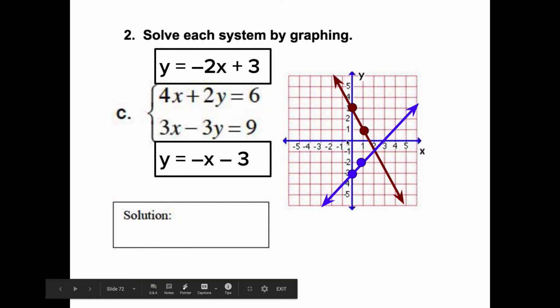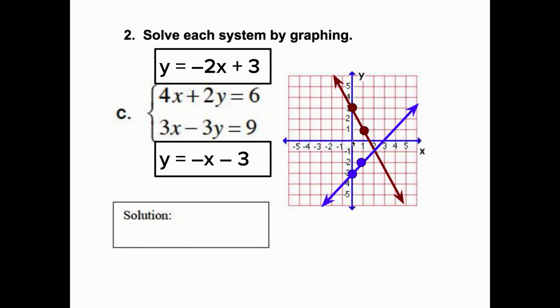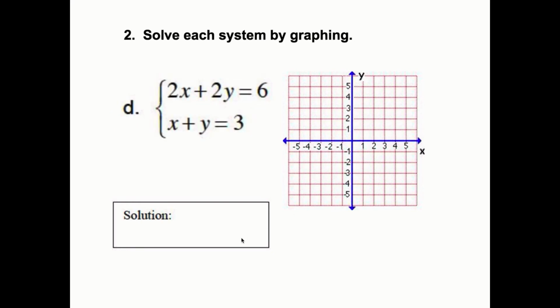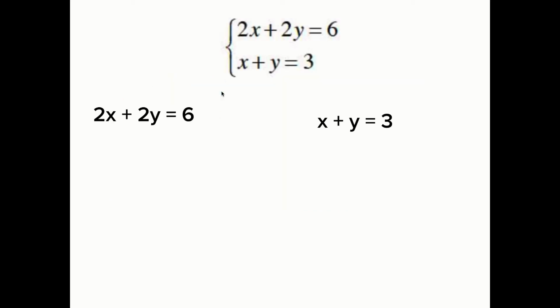The solution is where the lines cross. So if this is 0, 0, the solution is right 2, down 1. So it's 2, negative 1. For D, same thing. We're going to have to solve for y. So let's split these equations up.